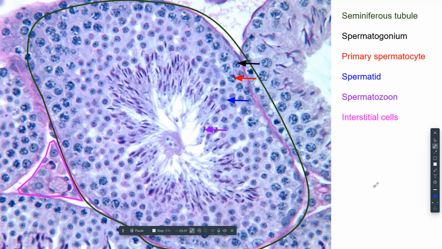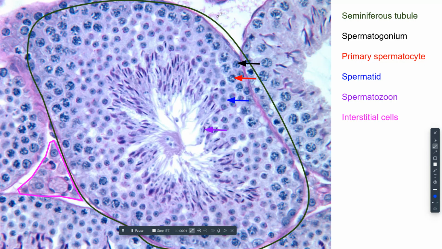So this whole thing is a seminiferous tubule. It is the site of spermatogenesis. Next to a seminiferous tubule, I will find interstitial cells, which make testosterone. As I look at a seminiferous tubule, I will see cells in different stages of spermatogenesis, going from outside to inside.